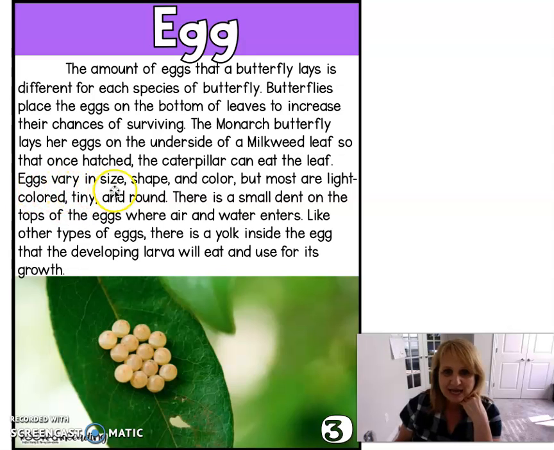Eggs vary in size, shape, and color, but most are light colored, tiny, and round. There is a small dent on the tops of the eggs where air and water enters. Like other types of eggs, there is a yolk inside the egg that the developing larva will eat and use for its growth. So there's a little itty bitty yolk, just like there would be in a chicken egg, that the larva eats while it grows.